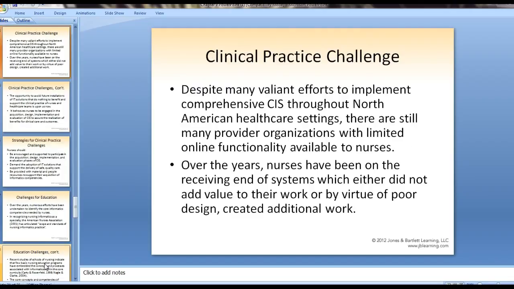In clinical practice challenges, despite many valiant efforts to implement comprehensive CIS throughout North America, there are still many provider organizations with limited online functionality available to nurses. Over the years, nurses have been on the receiving end of systems which either did not add value to their work or, by virtue of poor design, created additional work, and we can all raise our hands to that, right?